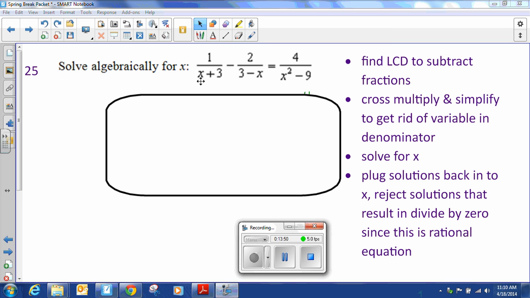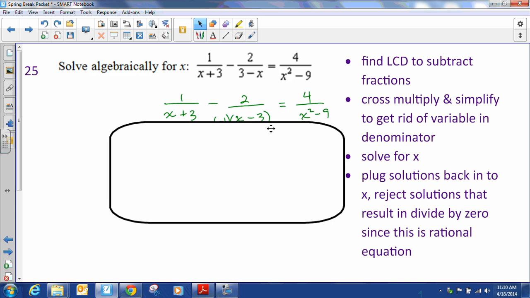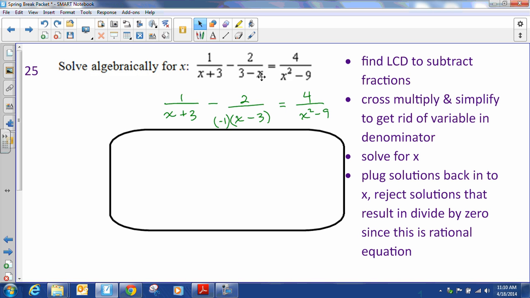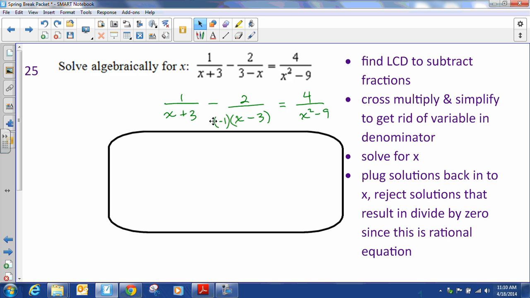Number 25, solve algebraically for x. So here you have this big ugly equation. It has a lot of variables in the denominator. This is what you would call a rational equation. So you want to find the least common denominator to subtract the fractions first. So we have x plus 3 and 3 minus x. Now, if you recall, you need to extract a -1 in order to reverse the order of this expression. This is what we call the -1 method. So we take out a -1, and now we have x minus 3 in the order that we prefer, with the variable first.